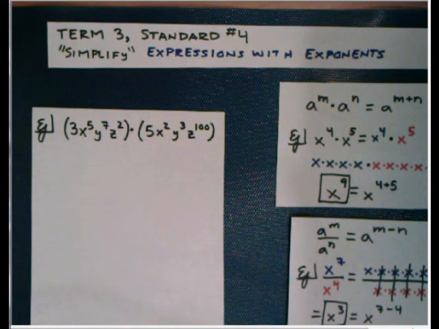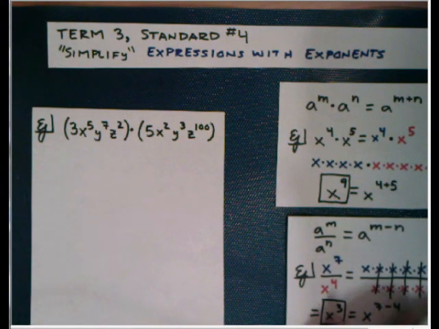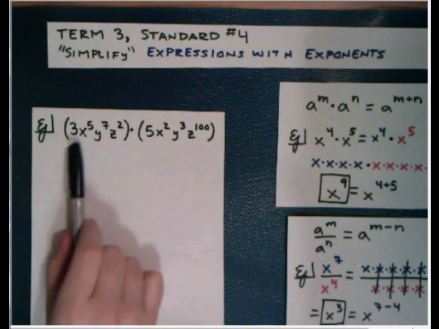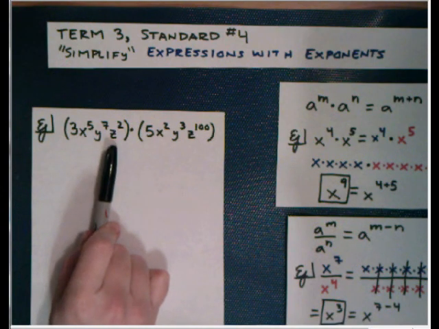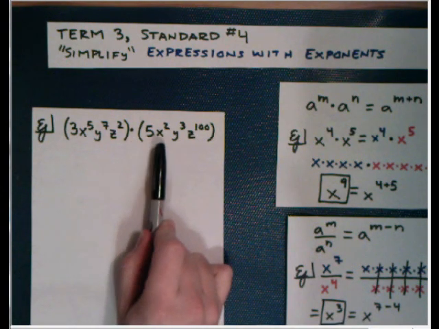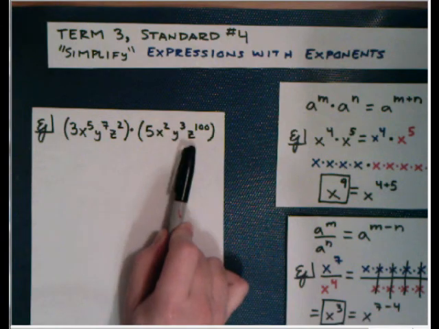Okay, with a little basic understanding of some of the important exponent rules under our belts, let's start and look at an example like what we'll actually see on the standard quiz. This is the type of problem we might see if we're multiplying two expressions with exponents. We've got the quantity 3x to the fifth y to the seventh z squared times the quantity 5x squared y to the third z to the 100th power.